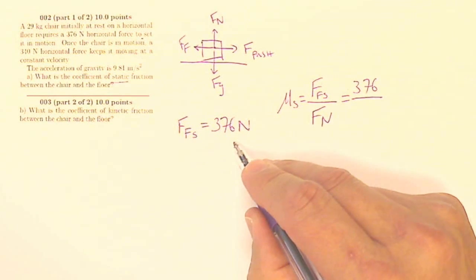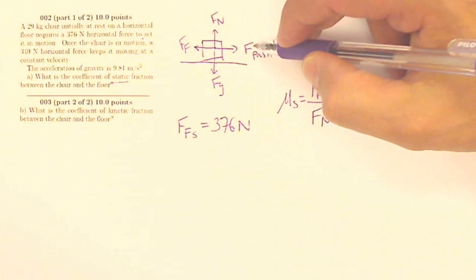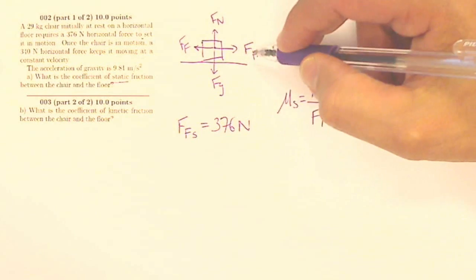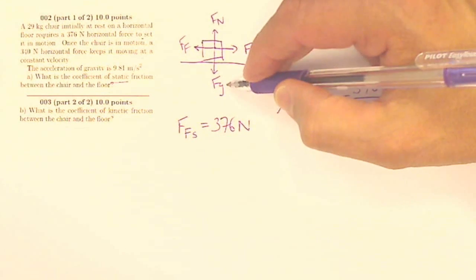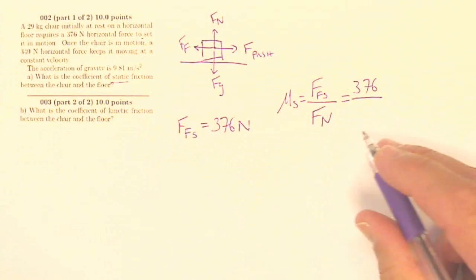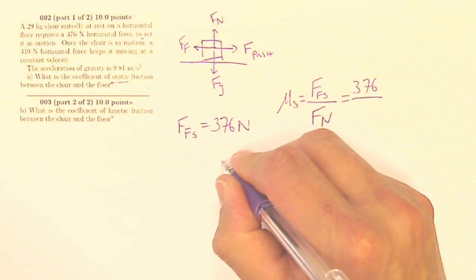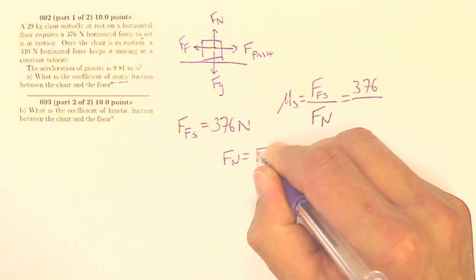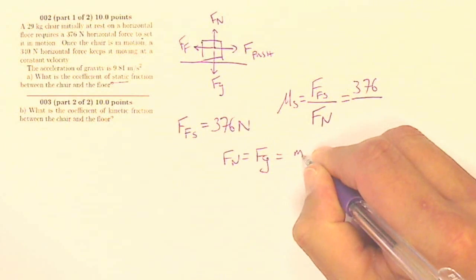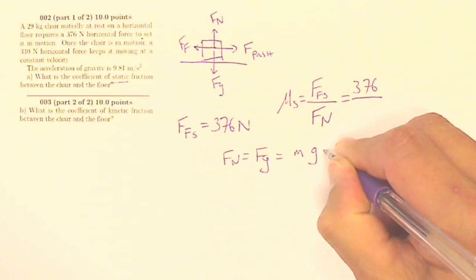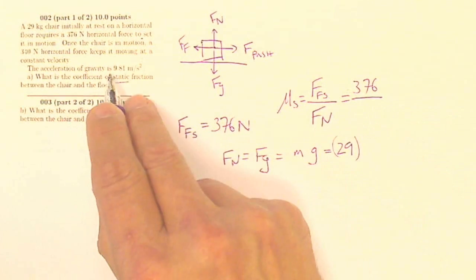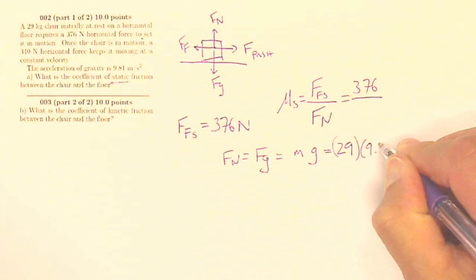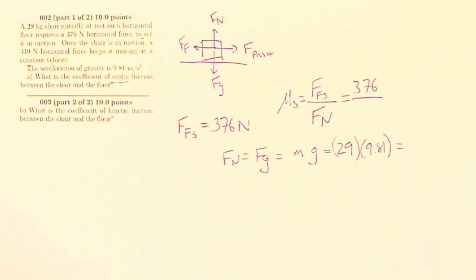What's my normal force going to be? In this case, since I have horizontal forces and vertical forces, and nothing else vertical or horizontal, I know that my normal force must equal my gravitational force, and it's a 29-kilogram chair. So my normal force equals my gravitational force equals the mass times the acceleration of gravity. That's going to equal 29 kilograms times 9.81 meters per second squared, and that will give me my normal force.